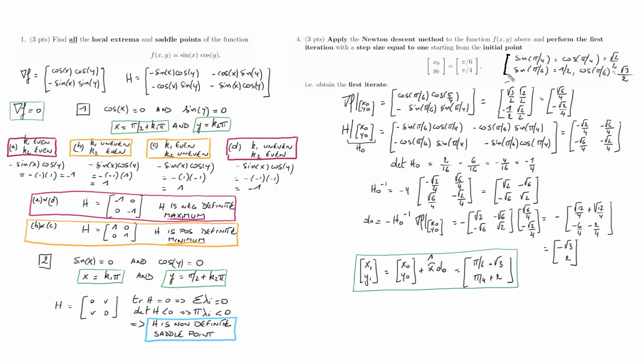But if you know that sine of pi over 4 is equal to the cosine of pi over 4, which is square root of 2 over 2, and that the sine of pi over 6 is a half, and the cosine of pi over 6 is square root of 3 divided by 2, well, this is not that difficult. So the descent direction is really minus the Hessian inverse times the gradient. So we need the inverse of this matrix.